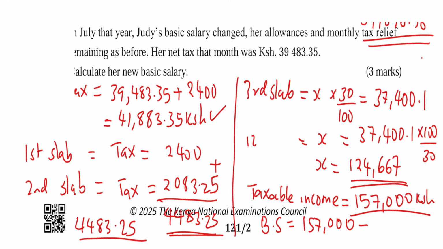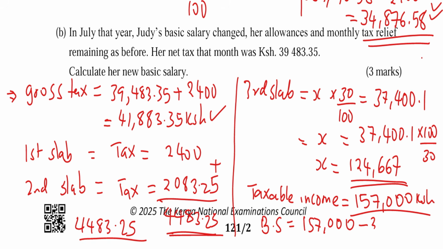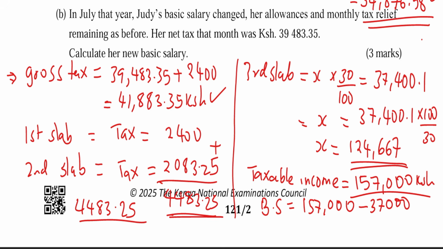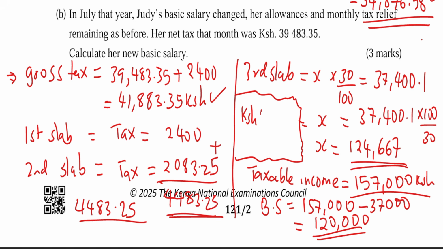So minus 37,000 we subtract, angalia itatupa ngapi? Answer yetu itakuwa ni 120,000. So 120,000, in case you're not seeing here, your answer hapa is 120,000. Umeona? Swali rahisi, na bado maswali mawili ama matatu ambayo tutafaa tumalizie, tuendelee na hilo swali basi.